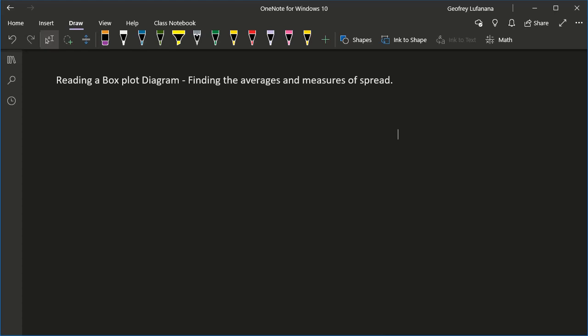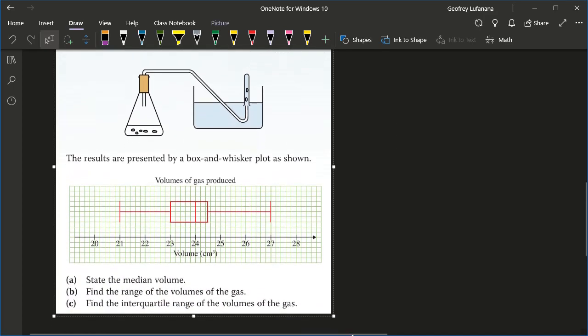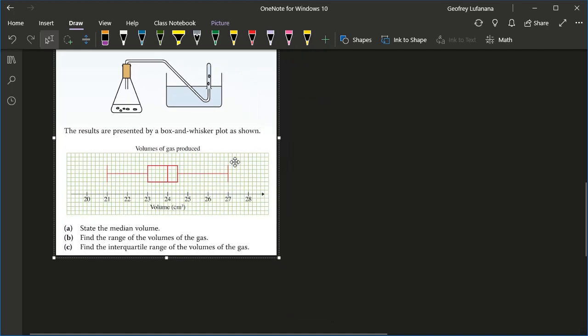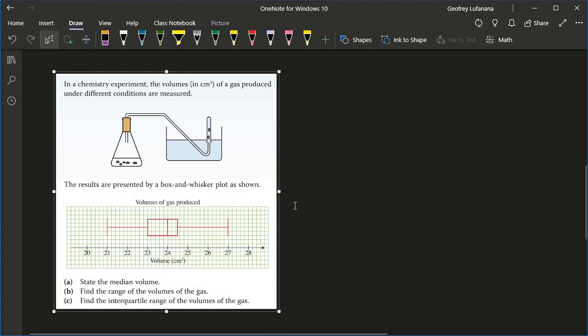Welcome. In this video, I'm going to be describing how to use a box plot diagram to find the averages and measure of spread. The averages, that is the median. For example, we have a question that is about a chemistry experiment where the volumes of gas are produced under different conditions, and the results are plotted in a box plot.